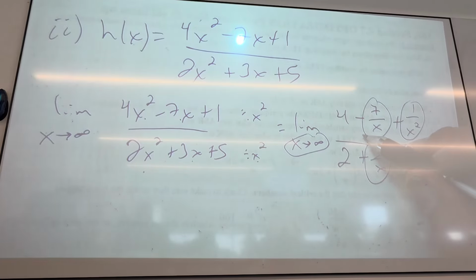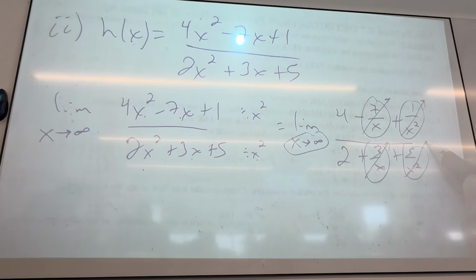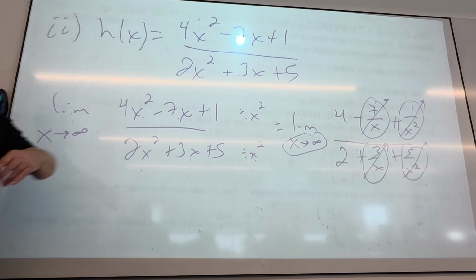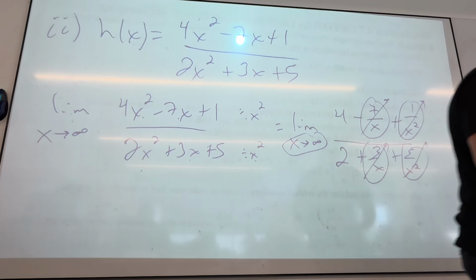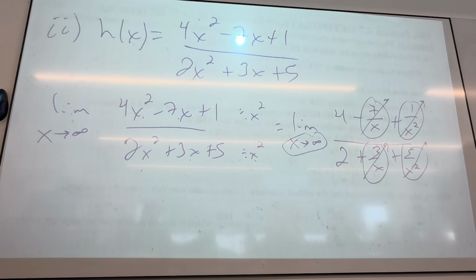7 divided by really big. 1 divided by even bigger. 3 divided by really big. 5 divided by even bigger. What do they all approach? If I let the inputs get really big, what's 7 divided by really big? Really small. So what do they all approach?